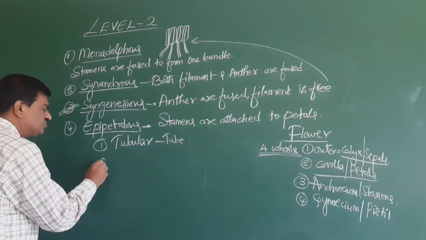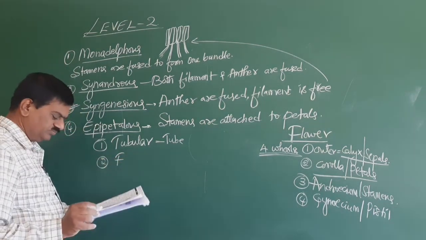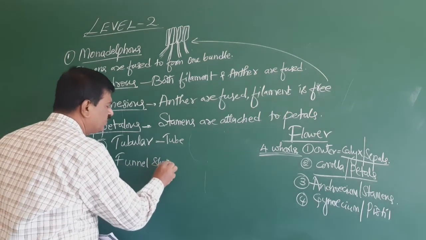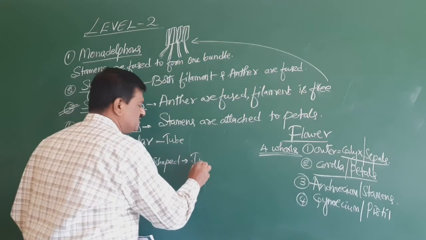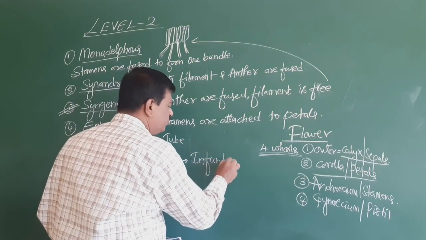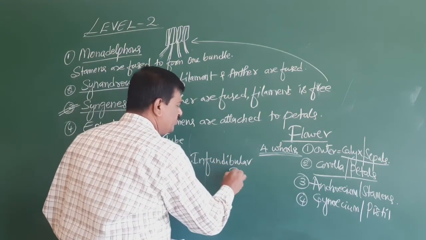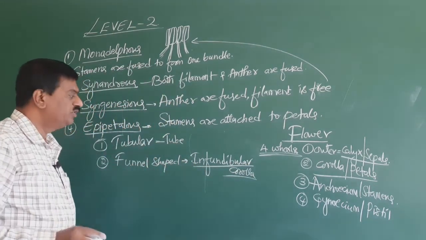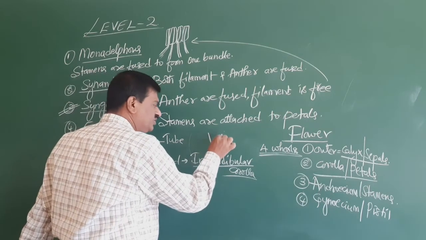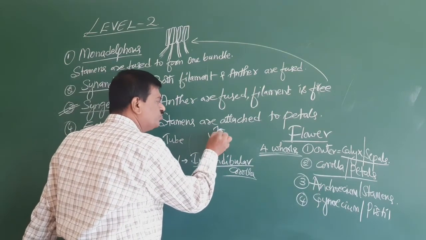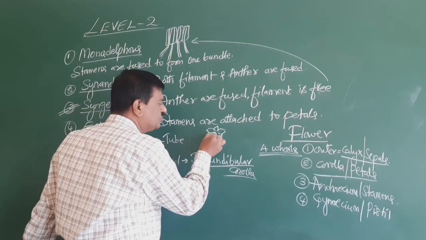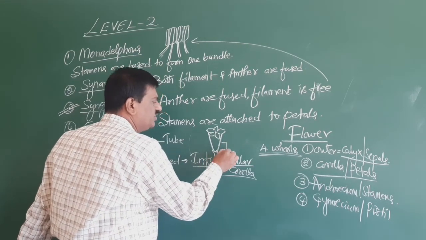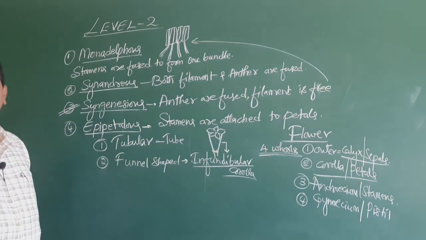The second one is called funnel shaped. Funnel shaped is called infundibular. Infundibular corolla. So this is called funnel shape. Here, as in Datura, you can see the corolla is fused. The corolla is fused and has a funnel shape. Funnel shaped corolla is called infundibular corolla.